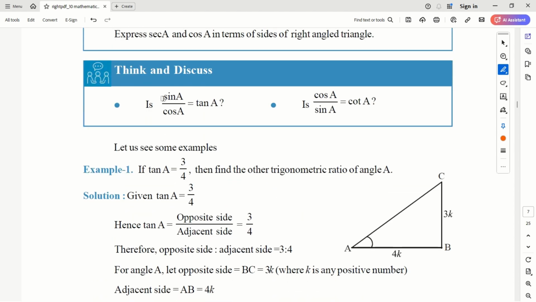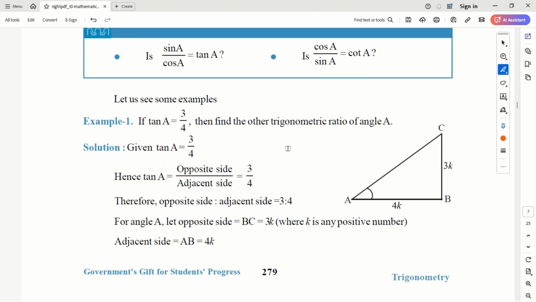Okay. Can you say sin A by cos A is tan A? Yes, definitely. Because if you see tan A is nothing but opposite by adjacent. Correct? Sin A is opposite by hypotenuse, cos A is adjacent by hypotenuse. So the denominators of both, hypotenuse, get cancelled. So it is opposite by adjacent. Correct? So sin A by cos A is equal to tan A, and cos A by sin A is cot A because it is inverse ratio, right? So these two are true.